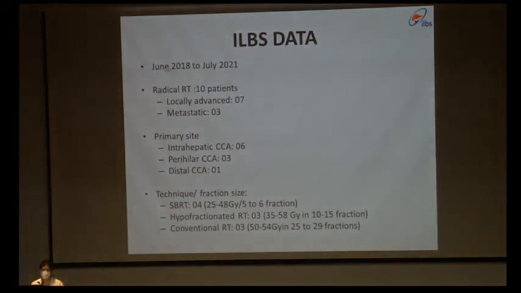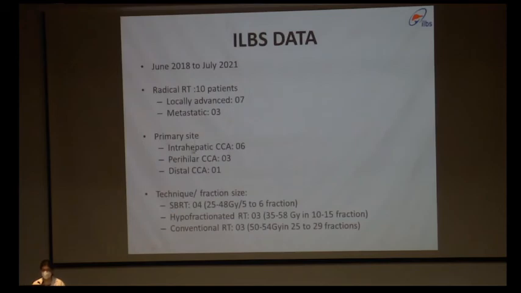In the ILBS data from June 2018 to July 2021, radical radiation therapy has been done in 10 patients. I'm not going into the adjuvant radiation therapy, as it was presented by Dr. Pooja last week. In radical radiation therapy, locally advanced tumor was 7 and metastatic 3.